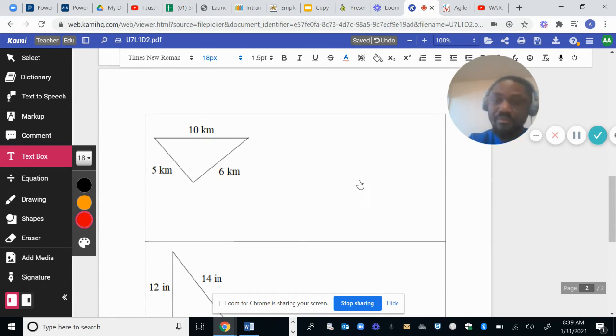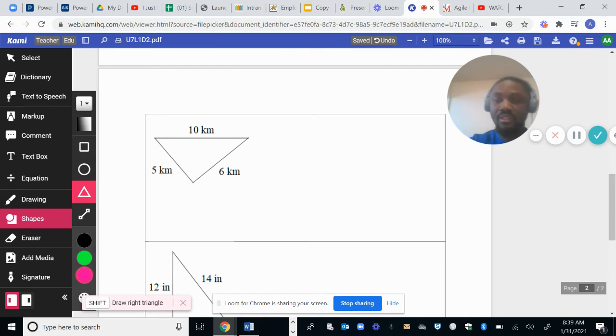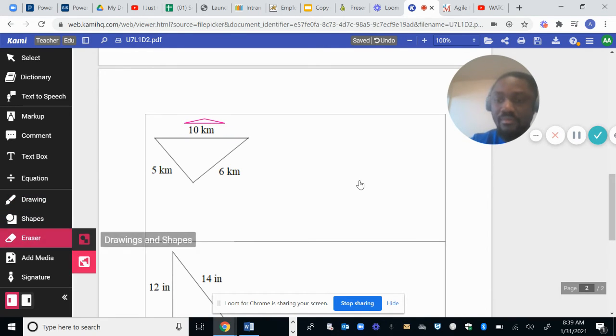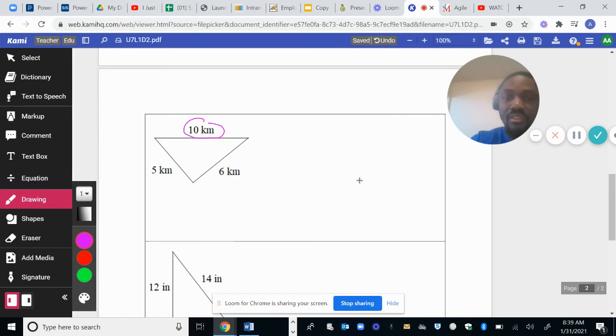So here, the first problem, what is the longest side? The longest side here is 10. So you're gonna take C squared. You're not gonna put the equality sign, just wait a bit. And then the two other legs are A squared plus B squared. So when you take A squared, you have 5 squared plus 6 squared.